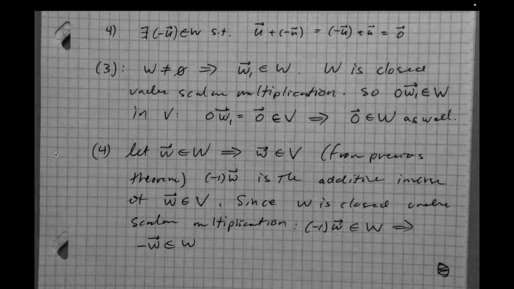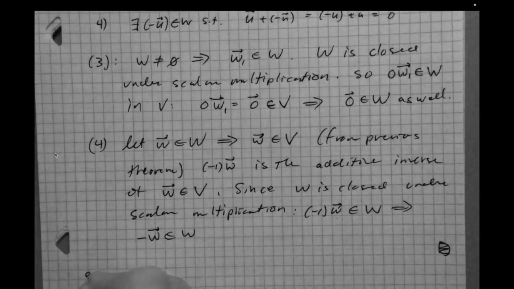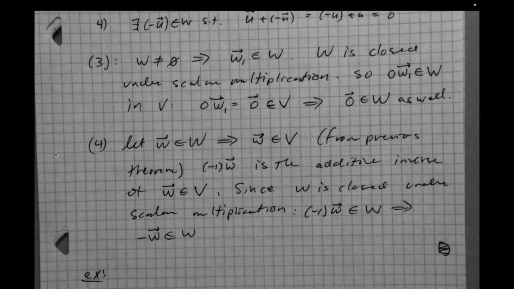If you're given a subset of a vector space, is it a subspace? You've got 2 things to check. Is it closed under addition? Is it closed under scalar multiplication? If so, it is. Okay, let's do an example. Let's take a look at an example here.